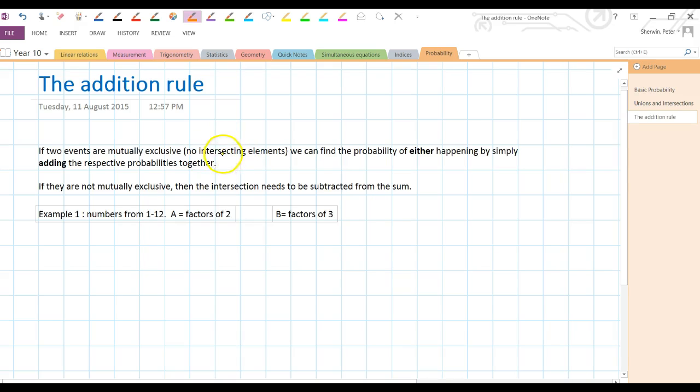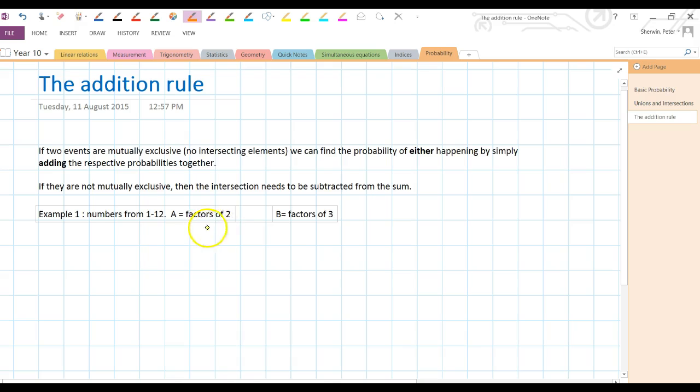And if there are no intersecting elements, i.e. the events are mutually exclusive, they can't both happen, they can't fall into both sets, then all we have to do is add up the probabilities. Do an example in a minute. If there is an intersecting area, yes, we still add up the probabilities, but we need to then subtract what is intersecting. Have a look at an example here.